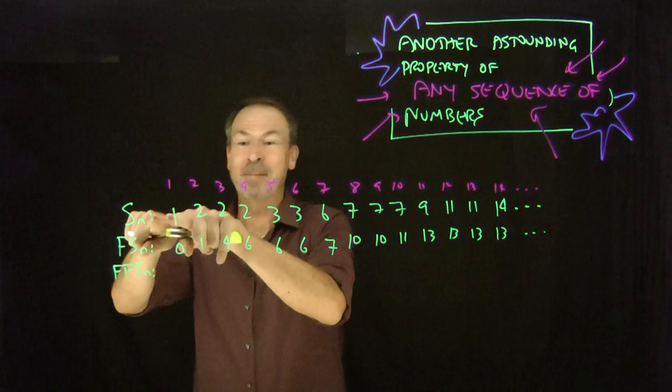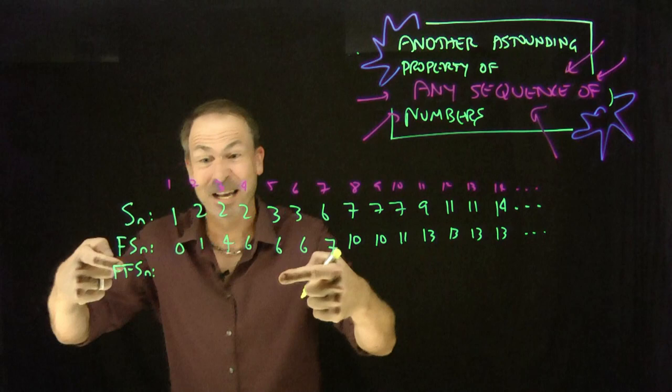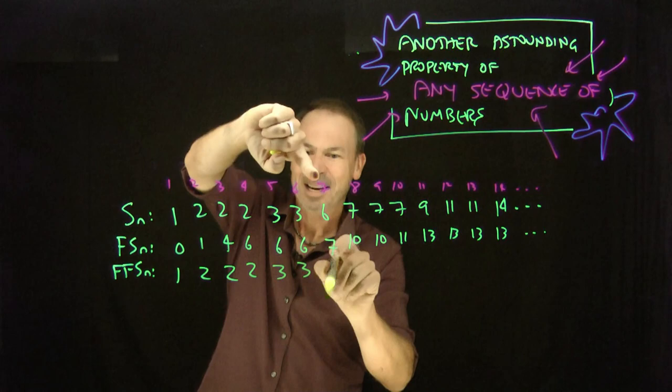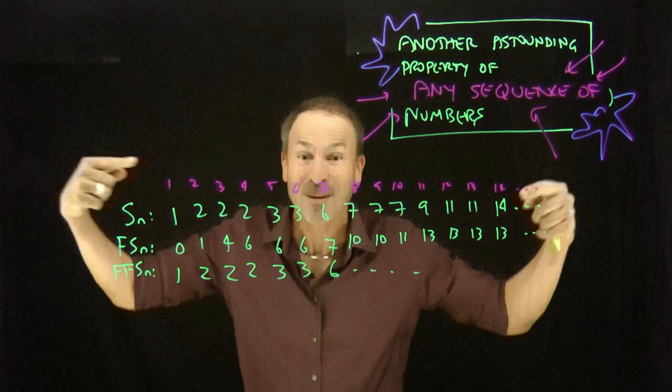I just made up the sequence right here. I worked out its frequency sequence. You can double check me on this. And if you take the frequency sequence of the frequency sequence, you will get how many numbers less than one? One of them. How many less than two? Those two. Less than three? Still those two. Less than four? Still those two. Less than five? It's now those three. Less than six? It's now those three. Less than seven? It's now those six. And on and on and on. The frequency sequence of the frequency sequence is guaranteed to get you back to the original sequence.